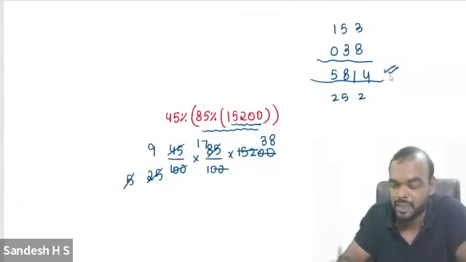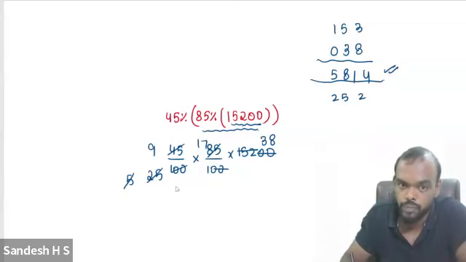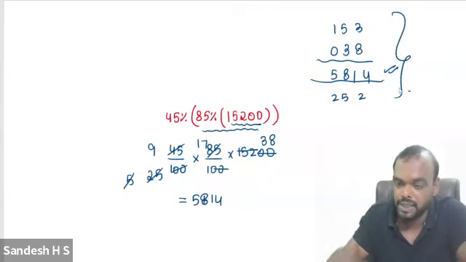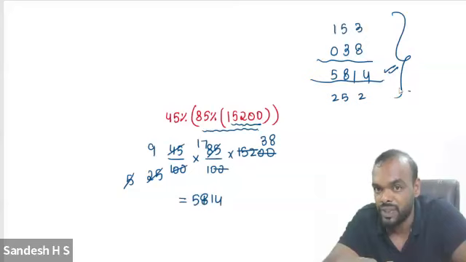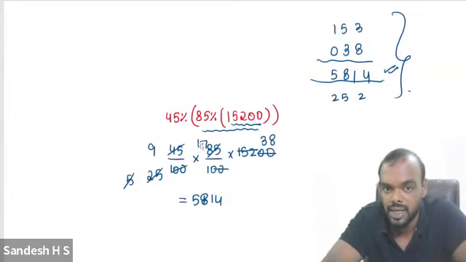Don't worry about this multiplication method. You will learn it soon. So the answer is 5814. We will teach you this multiplication method soon. Don't worry about it for now. I just multiplied 153 with 38. That's all, I got the answer.